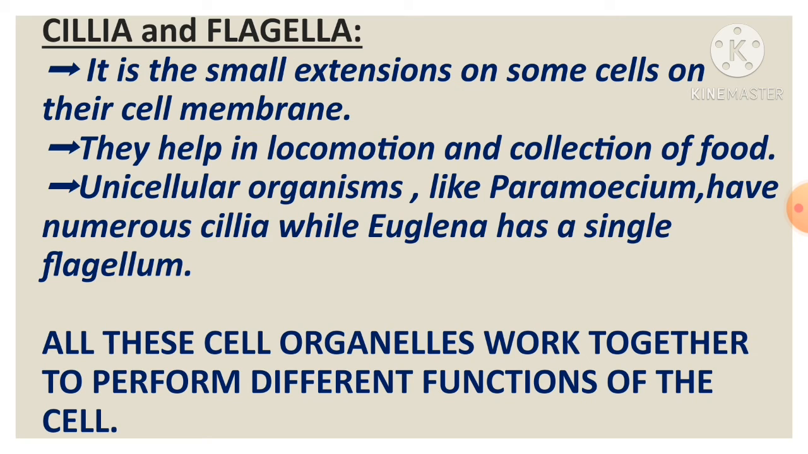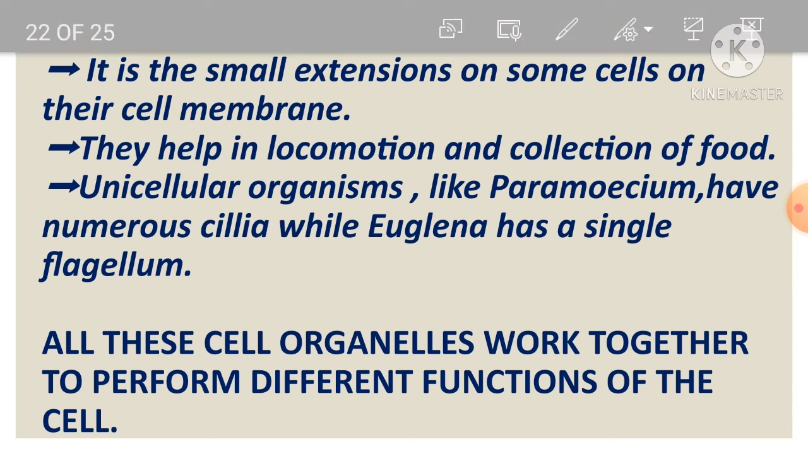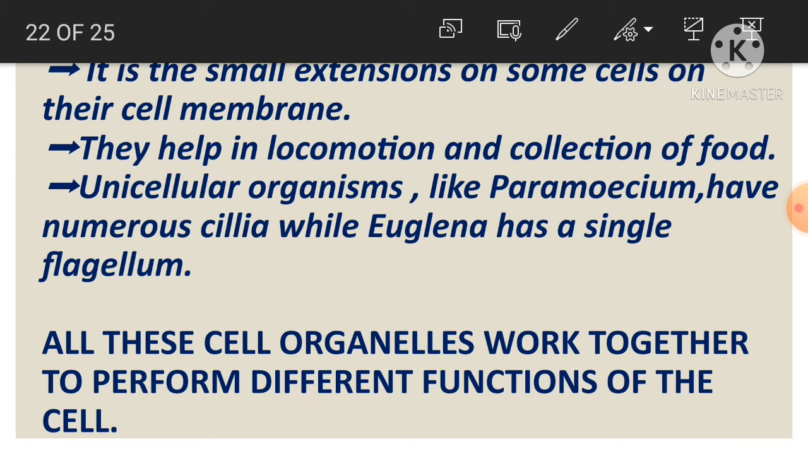Cilia and flagella. These are small extensions on some cells on their cell membrane. They help in locomotion and collection of food. Unicellular organisms like Paramecium have numerous cilia, while Euglena has a single flagellum. All these cell organelles work together to perform different functions of the cell.